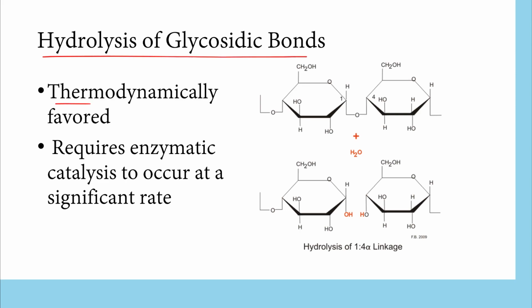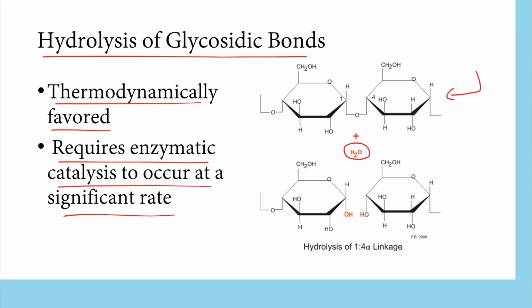Now let's talk about hydrolysis of glycosidic bonds. This is a thermodynamically favored reaction. However, it requires enzymatic catalysis to occur at a significant rate. And the way hydrolysis occurs, as we just saw with lactose, is the following. It requires the disaccharide as well as a water molecule to join in.